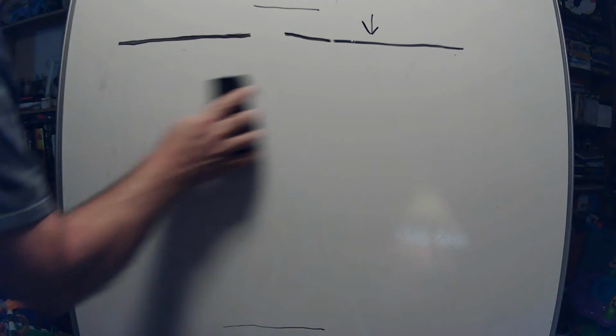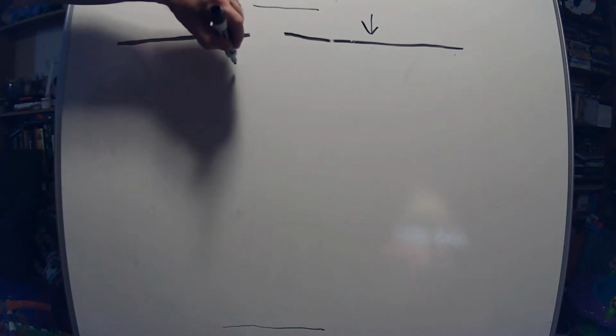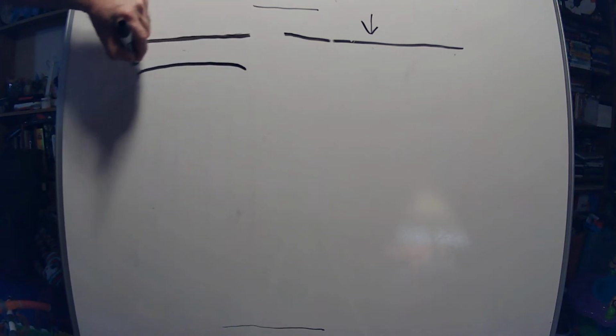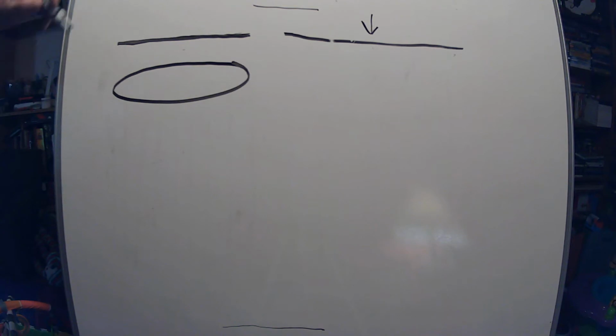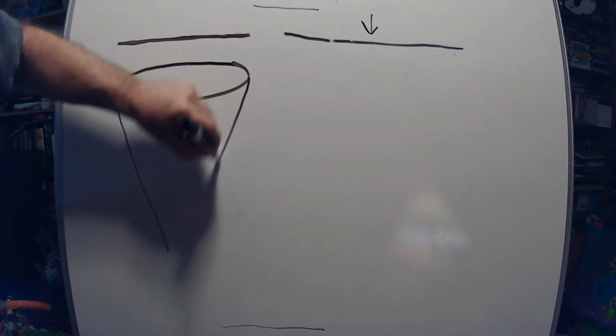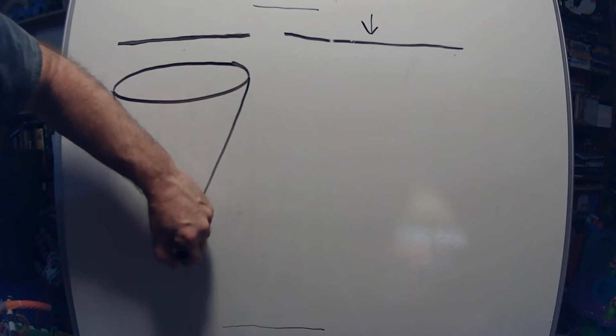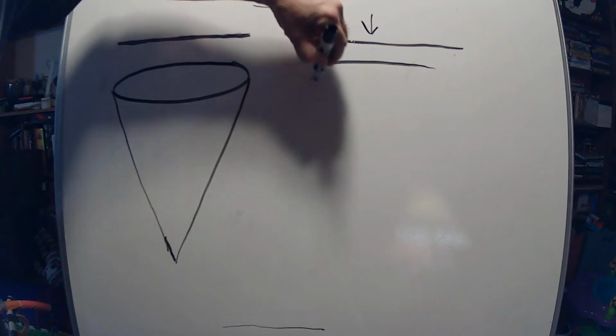Now, as far as the cones are concerned, I'm going to do the same thing with them. I'm going to put the big end up top so you can see how it's done. And then the cone is going to come down this way. There we go. Same thing here.